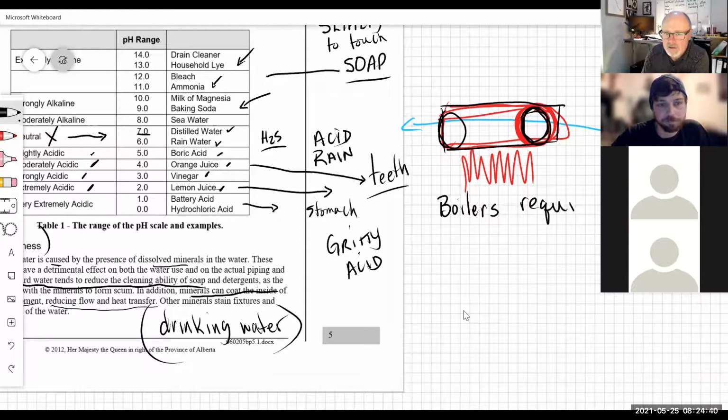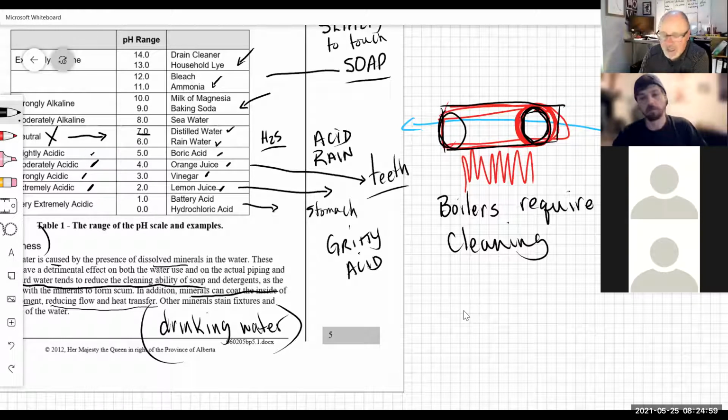require cleaning. I've seen it in furnaces as well. Okay. Well, it's just when we have water present and we heat up the water, what happens is the minerals then tend to settle out and they will coat the inside of your pipe. They will coat the inside of your boiler fittings, etc. So you need to clean these.